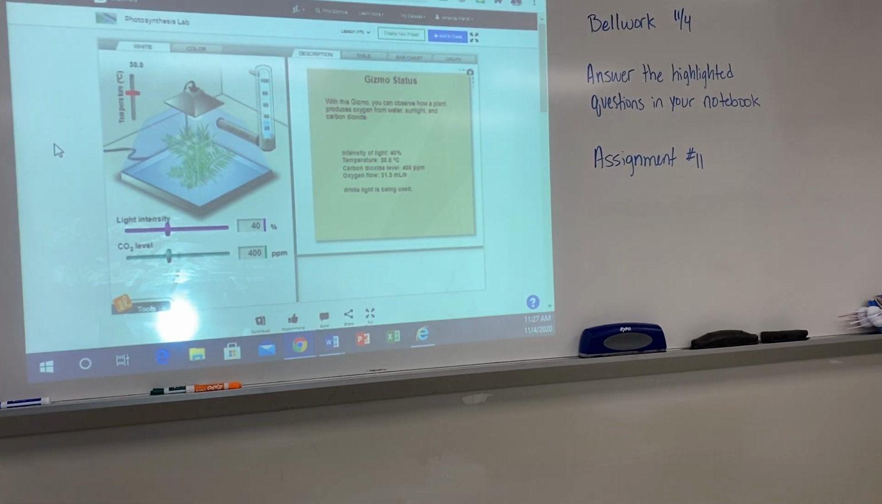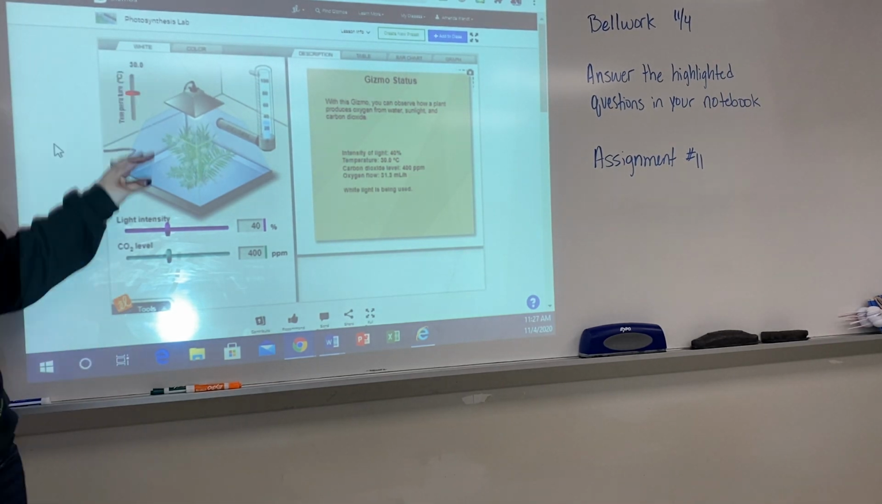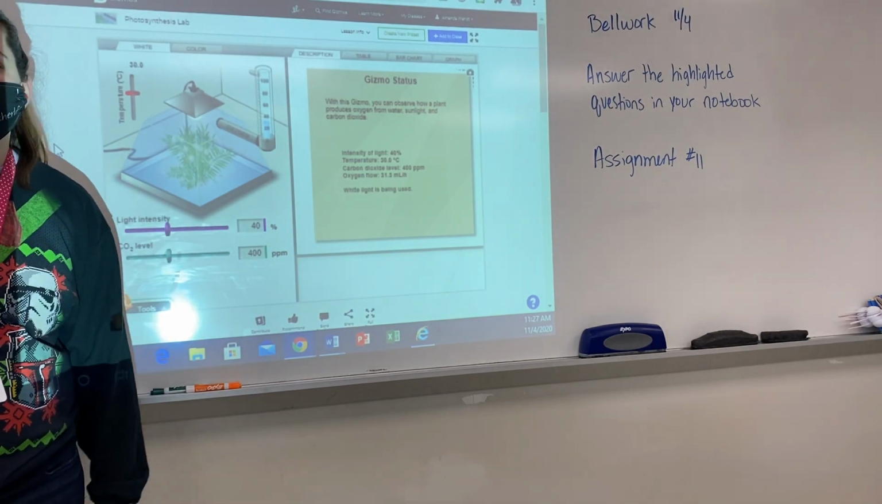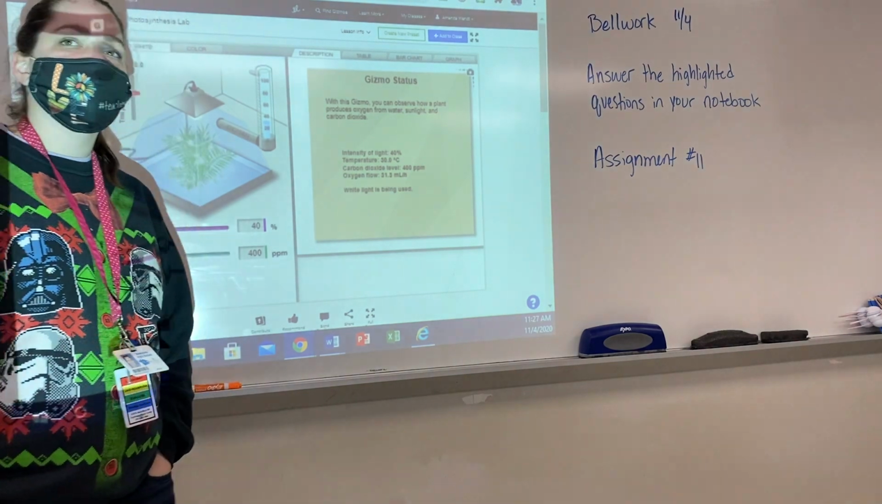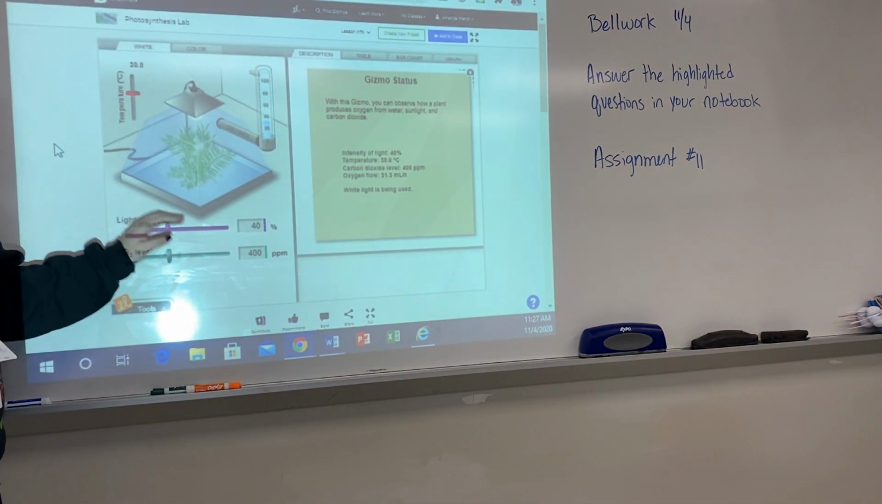So who wants to tell me what their first prediction was? What did you predict? If we take all three of these levels and we put them all the way up to the max, what will happen, Renee? Probably get overwhelmed and die. Okay. Who thinks they know what will happen if we take away those three things? So what's going to happen if we take away those three things, MG?